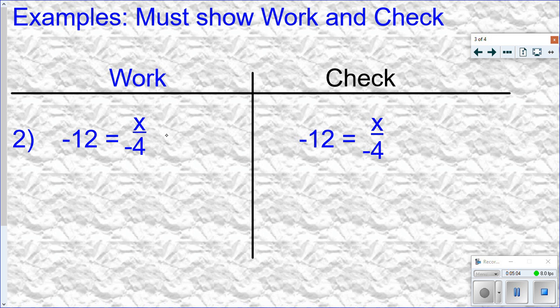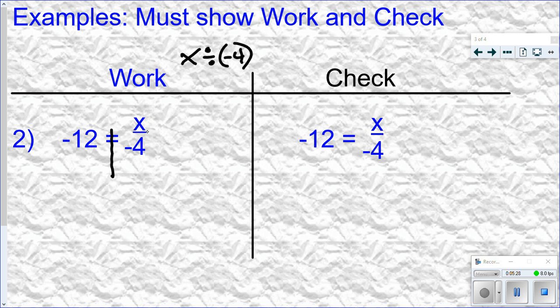Now, this is where my students freak out and they say, oh, I hate fractions. I can't stand them. Well, this isn't really a fraction. Remember, this is just a way of showing division. So x over -4 is the same thing as x divided by -4. We just don't write it this way. We write it like a fraction.